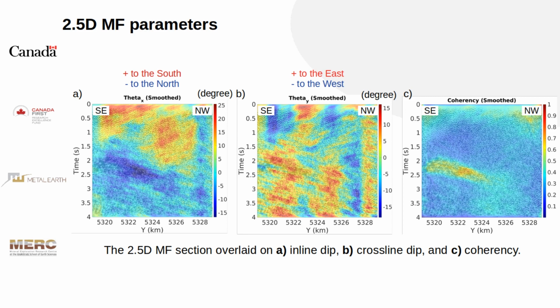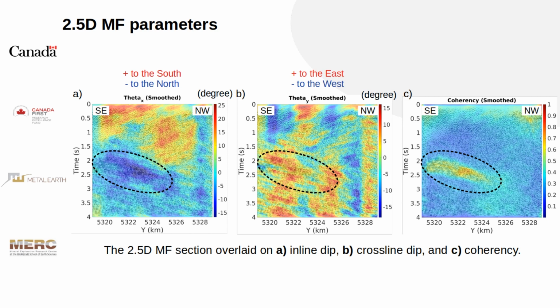Figure B shows the cross dip, which is the apparent dip along the east-west direction. Red and blue colors correspond to positive and negative dips towards east and west respectively. The greenish color shows layers without a cross dip component. In this dataset, the main reflection package has 15 degrees dip to the north and about 10 degrees to the east.